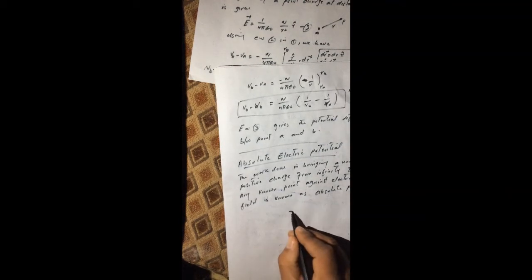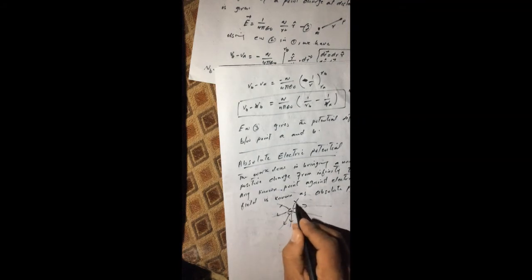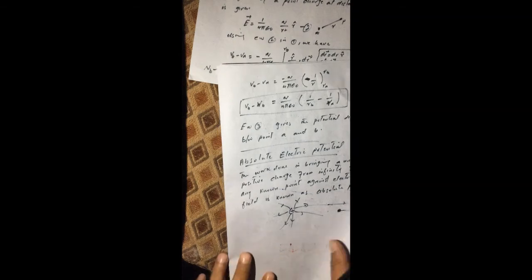Suppose we have a positive charge, and around this positive charge we have the field lines. These represent the field lines. Now the work done in moving a test charge from, let's say, infinity to some known point against this electric field, because the direction of the electric field is this one and we are moving the charge against this electric field, then it is called absolute potential.